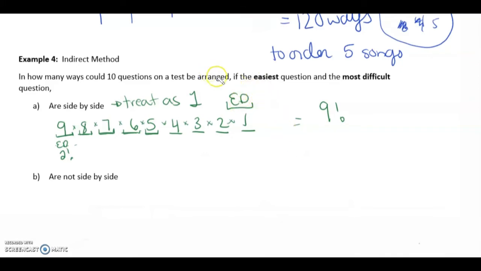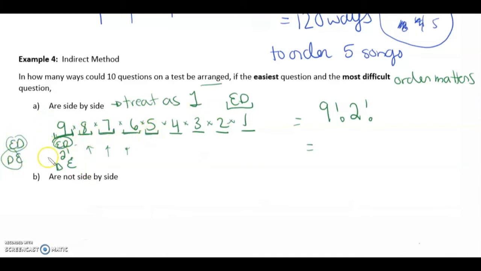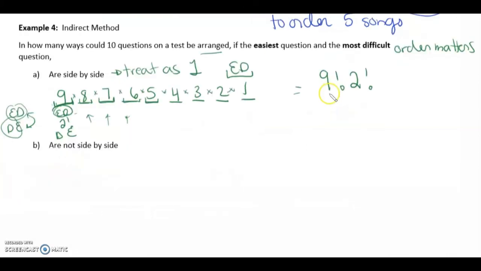But when we're talking about arrangement and order matters, the underline with the easiest and the difficult questions, since we clustered them together, would be 2 factorial. So we have to multiply this by 2 factorial, because for every single way that we order these, we could order them a second way: instead of easy then difficult, difficult then easy. So every situation is going to be multiplied by 2. If I put this into my calculator, I get 725,760 different ways that we can order these questions.